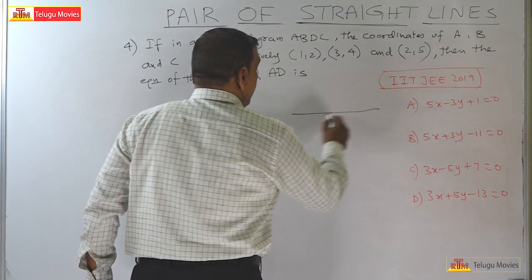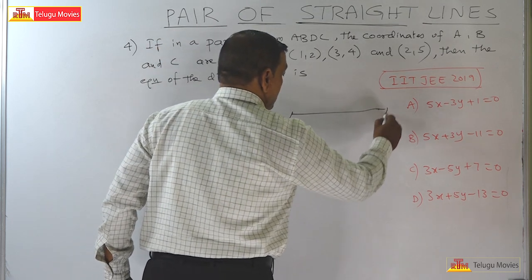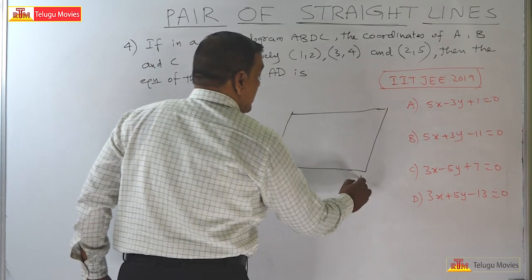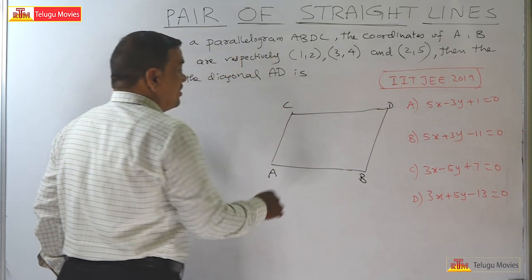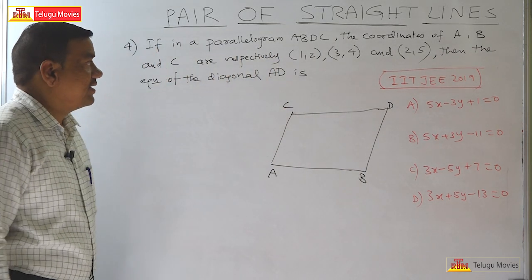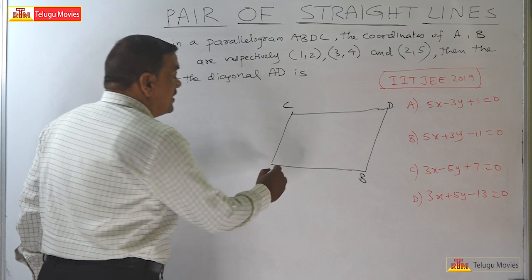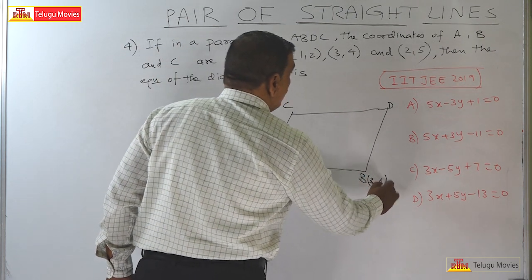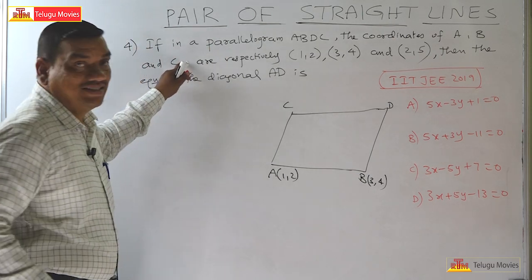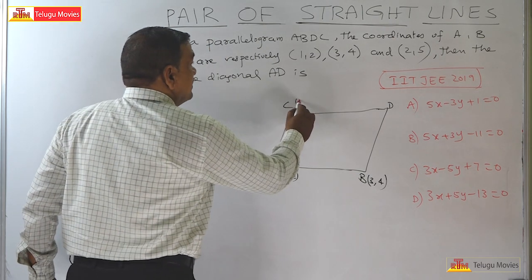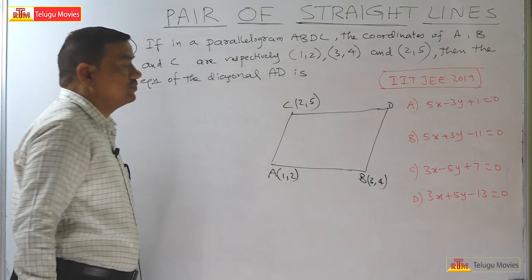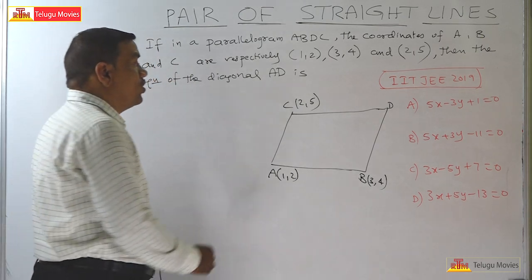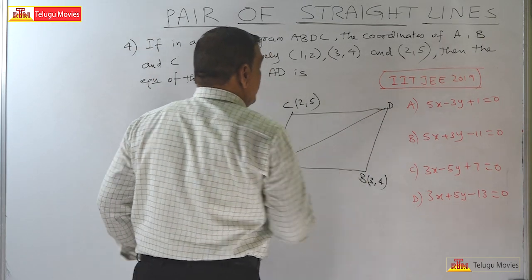So this is a parallelogram. ABDC is given, not ABCD, ABDC. Remember that. Here the coordinates of A are (1, 2), B is (3, 4), and C is (2, 5). Then we are asked to find the equation of AD.